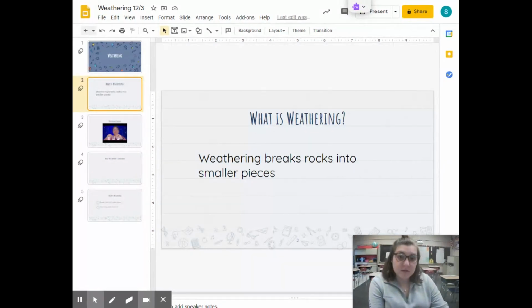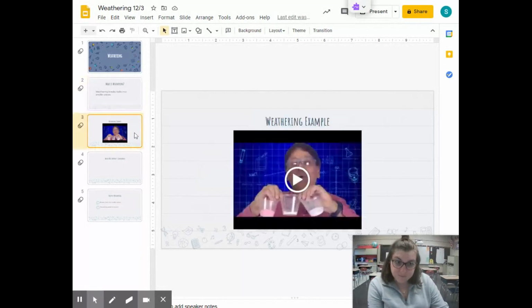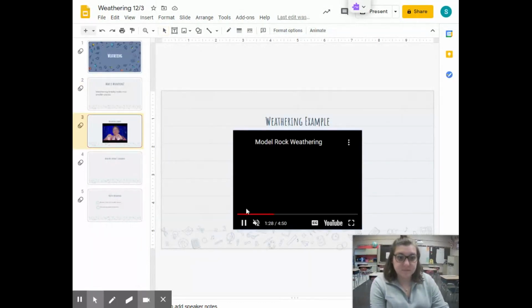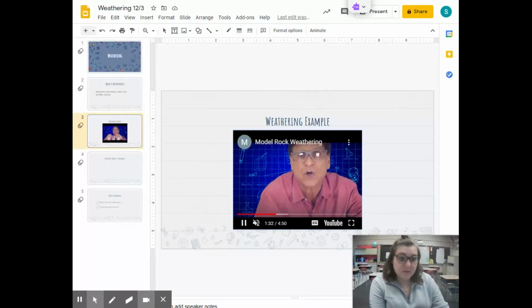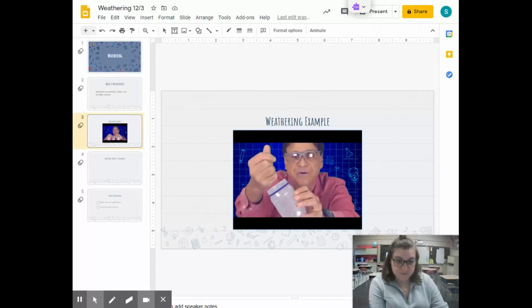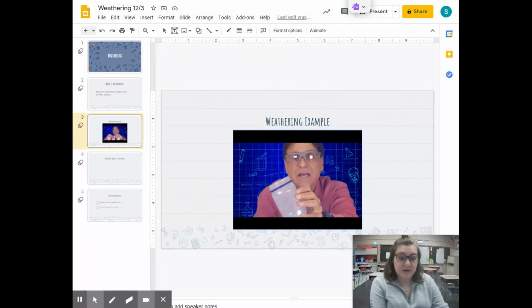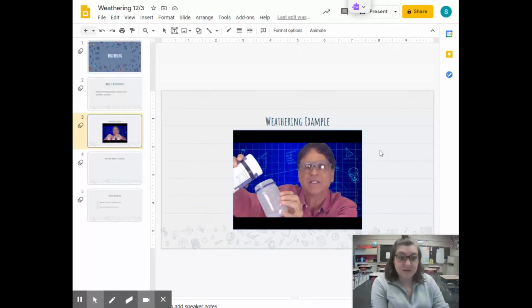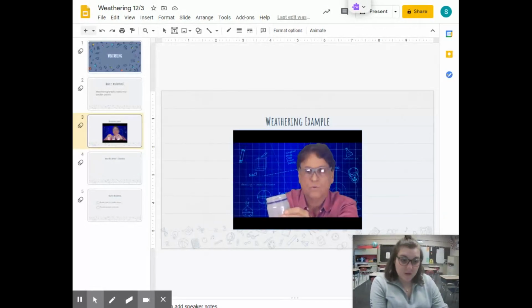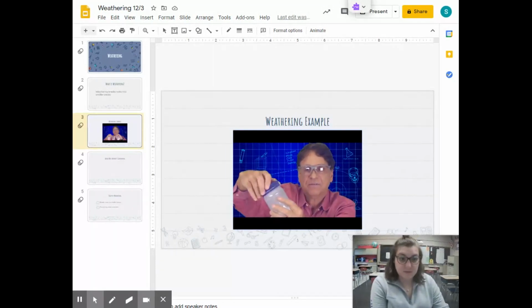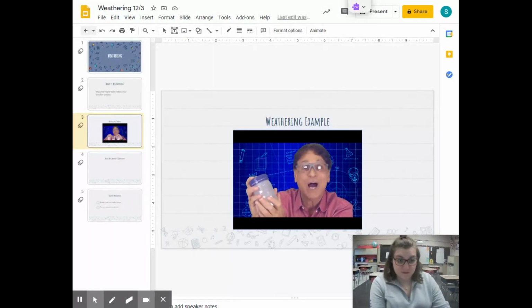So first I'm going to show you an example of someone doing an experiment to show what happens when rocks weather. So looking here, you can see that he has small pieces of chalk. He's going to put the chalk in a container, just like that, and then he's going to add salt to the container. The salt will help break the chalk into smaller pieces. Once he taps it, he's going to start shaking it up.